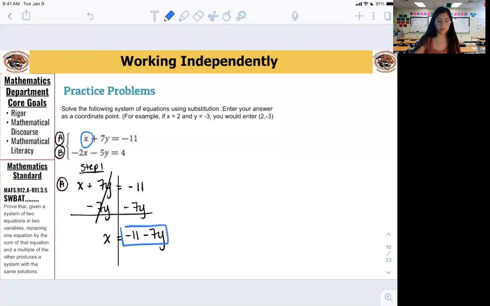Now what do I do with that? We add it to our equation B. Why am I doing equation B now?